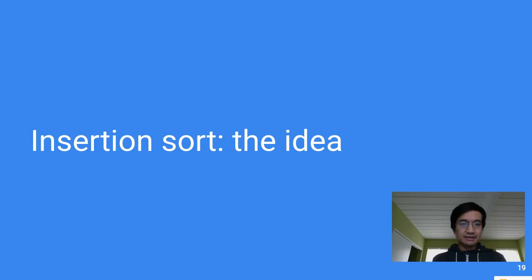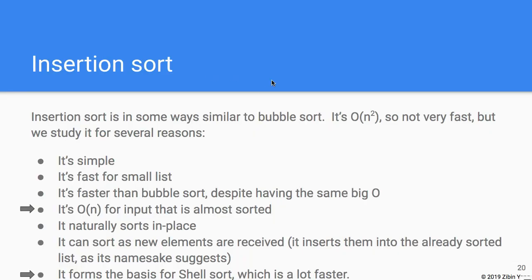Hi, we'll talk about the basic idea behind insertion sort in this video. So insertion sort is in some ways kind of similar to a bubble sort. Most importantly, it's still quadratic, so it's not terribly fast, but it is nice to study it for quite a few reasons, as I list them out here.